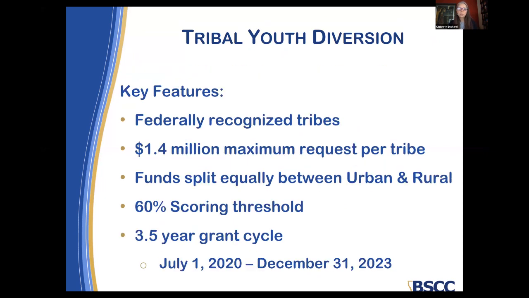Some of the key features that we see with this Tribal Youth Diversion Grant include eligibility being limited to federally recognized tribes, and an ESC adopted maximum of 1.4 million for any one applicant. And then also, this next item is an ESC decision, and that was to equally split all available funding between urban and rural tribes. The ESC did adopt a 60% scoring threshold for this grant, such that to be considered for funding, any applicant would need to receive at least 60% of total available score or points. And then a 3.5-year grant cycle for this one, looking to begin on July 1 of this year and running through December 31st of 2023.